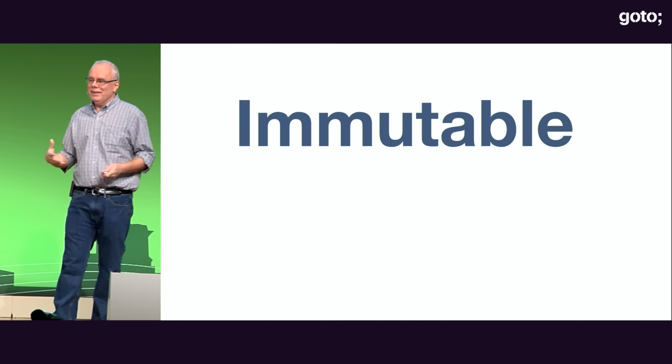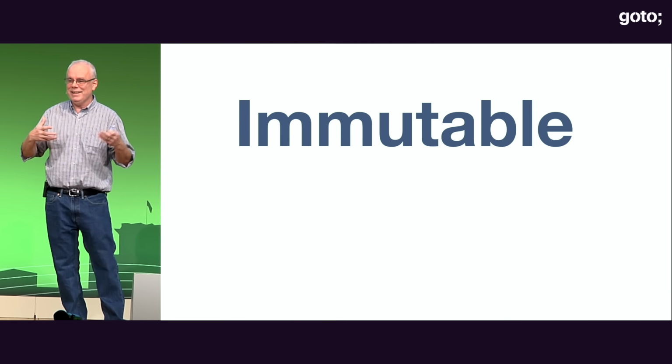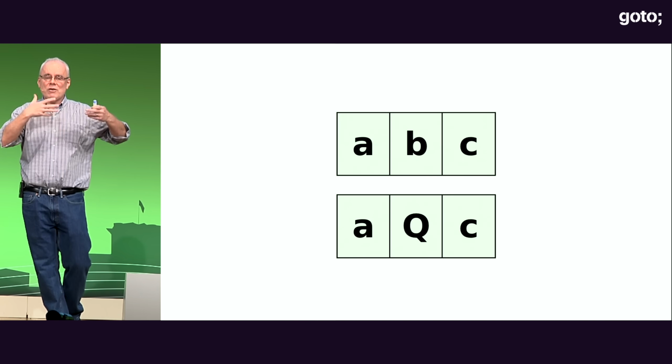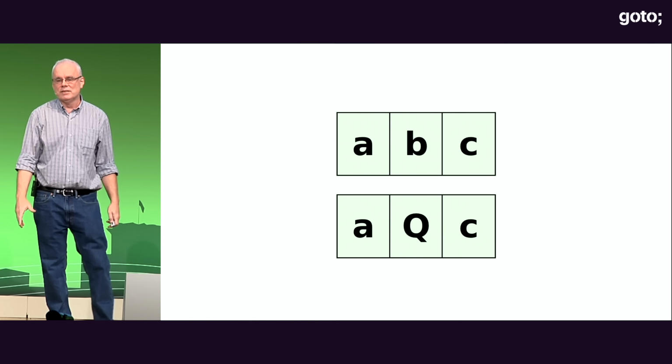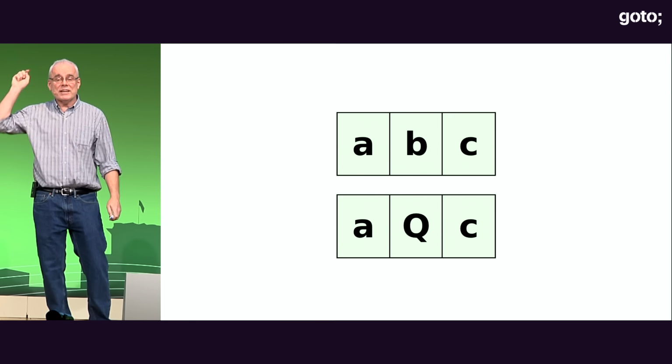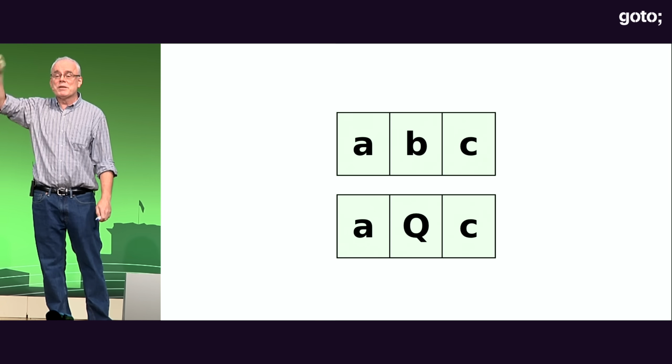But it might feel like, well, how do you get anything done if you can't mutate anything? The answer is really quite simple. We provide all of our data structures with an operation which says, give me a copy of yourself that's just like you, except a little different.